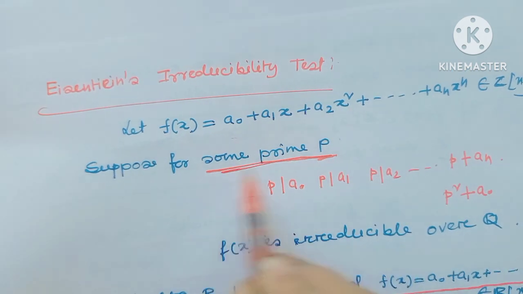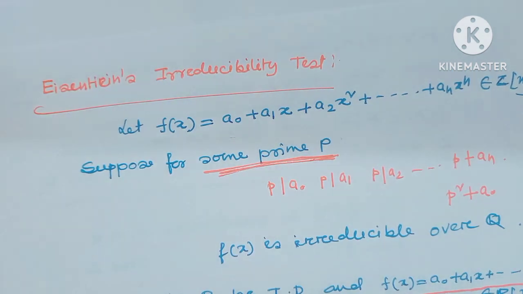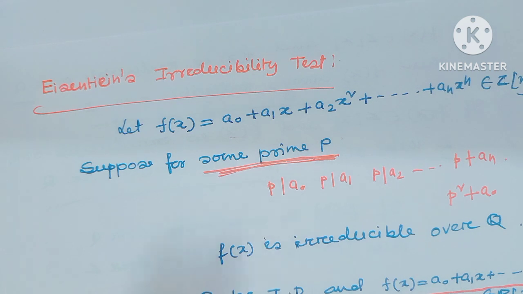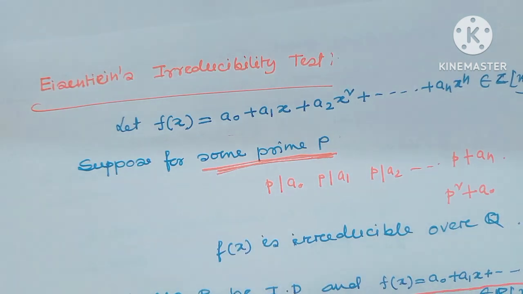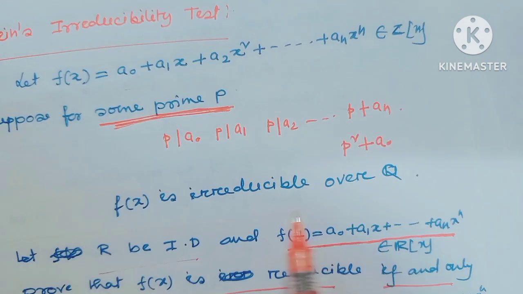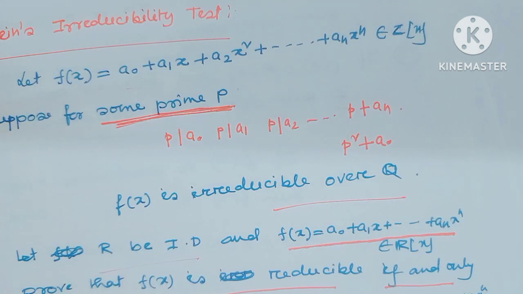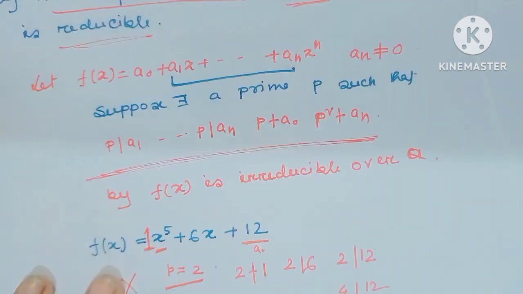Notice, this is very important. If we can choose a prime for which the Eisenstein irreducibility test is applicable, then we can tell f(x) is irreducible over Q. I hope all my viewers have understood this test clearly.